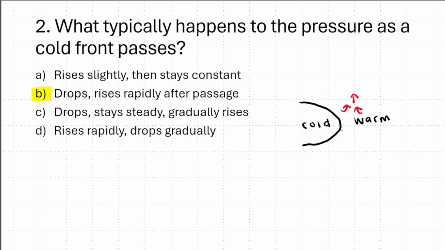And a way I like to think about what's happening to the pressure here is to think about the weight of the column of air over the ground. As that cold front is advancing and pushing that warm air upwards, the weight of the air over this ground is going to feel lighter, right? You have all that air rising upwards. So because of that, the pressure is going to drop.